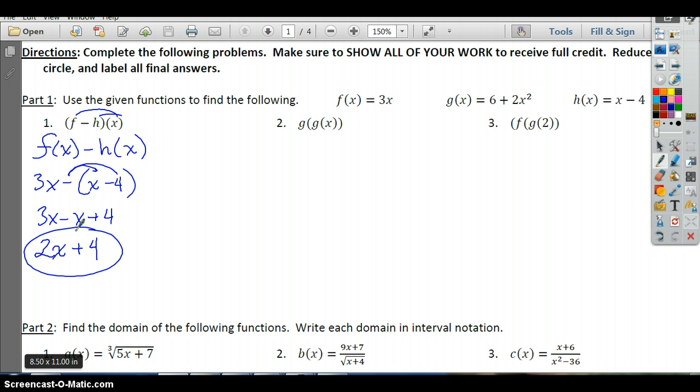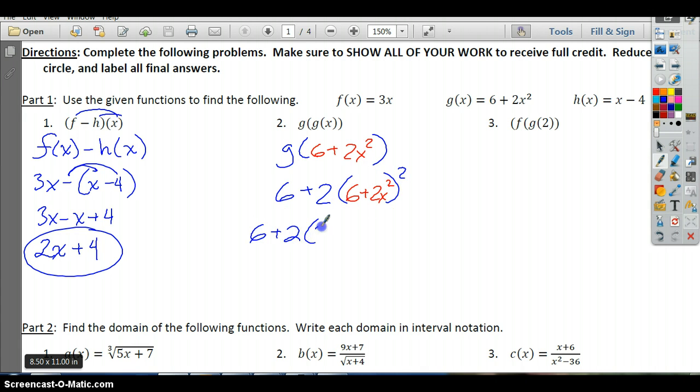Number 2, you're doing a composition of g of x and g of x. So I'm going to substitute in this 6 plus 2x squared in for g of x. Remember, the second time through, I'm going to rewrite what we have here, but this time, I'm going to leave a big open space where the x is. What do you say I put in there? I put my 6 plus 2x squared in there. So to make a long story short, I'm going to have to FOIL my 6 plus 2x squared, which is this. And if I do that, I'm going to get 36 plus 24x squared plus 4x to the 4th.